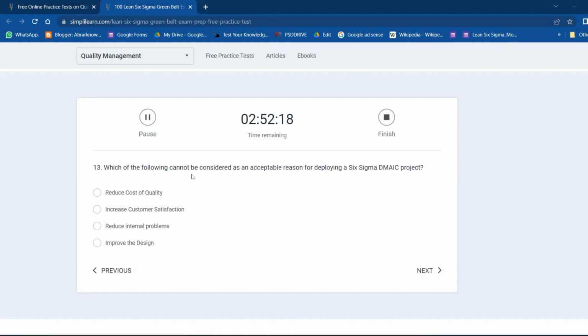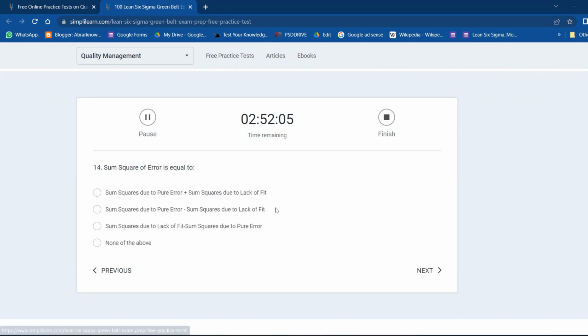Let's go to the 13th question. Which of the following cannot be considered an acceptable reason for deploying Six Sigma? So the answer could be improve the design, because improve the design is a very generic one. And let's go to the 14th question. Sum of squares of error is equal to the sum of error due to pure error and lack of fit.